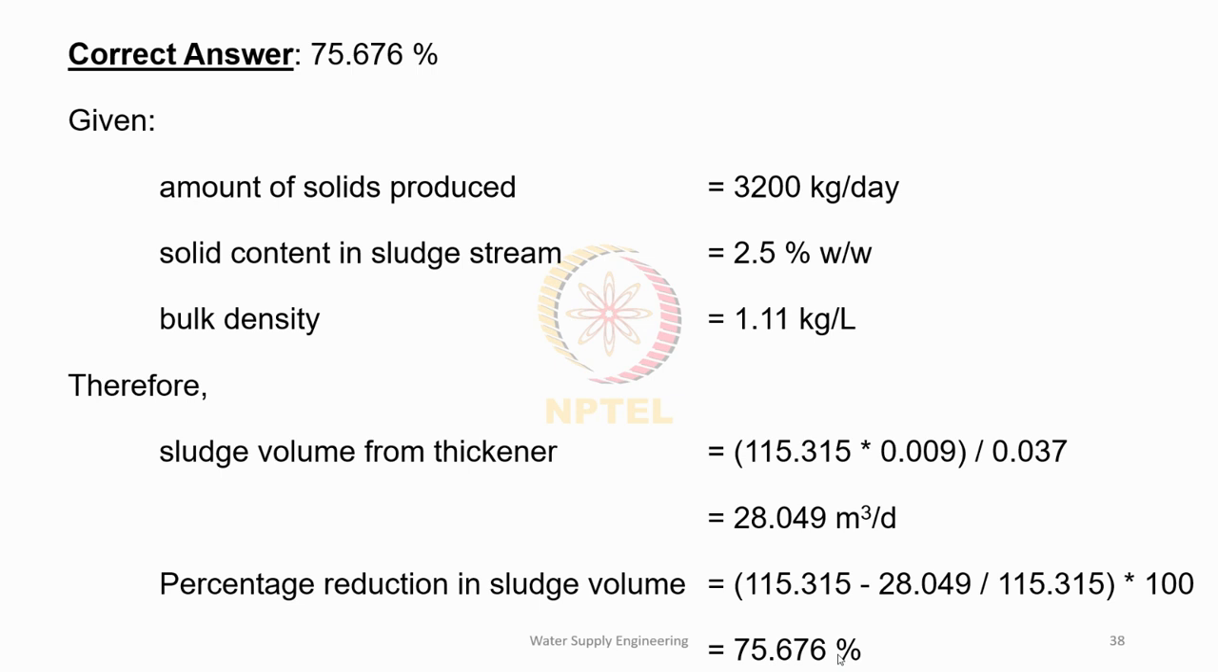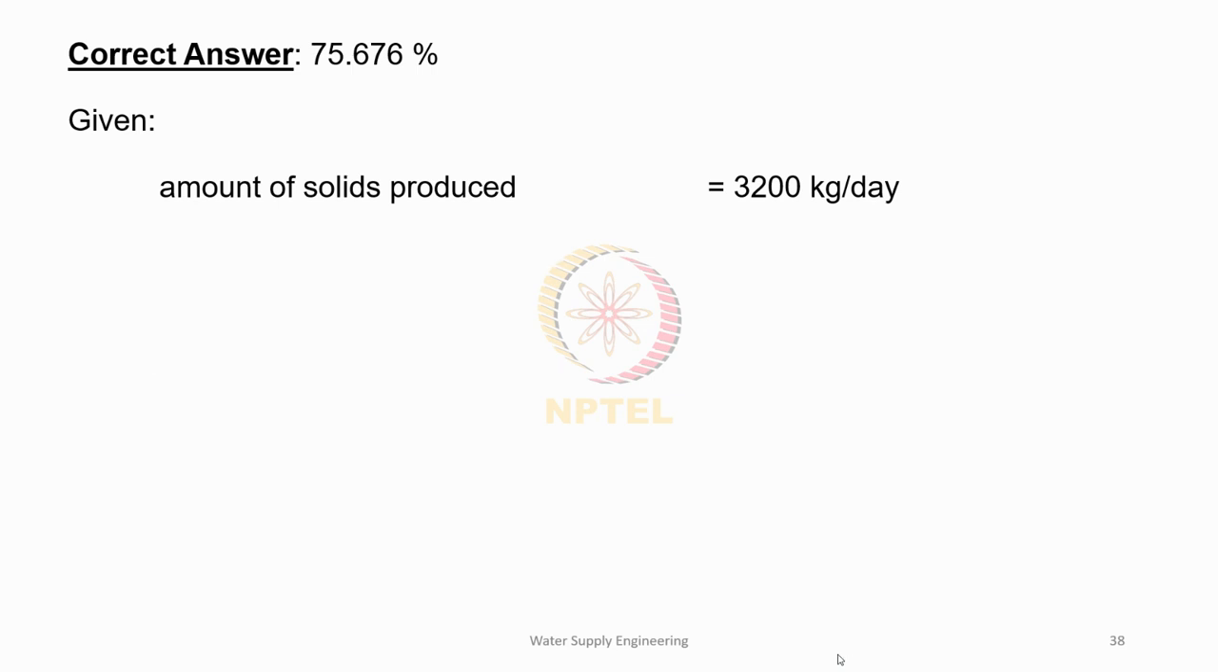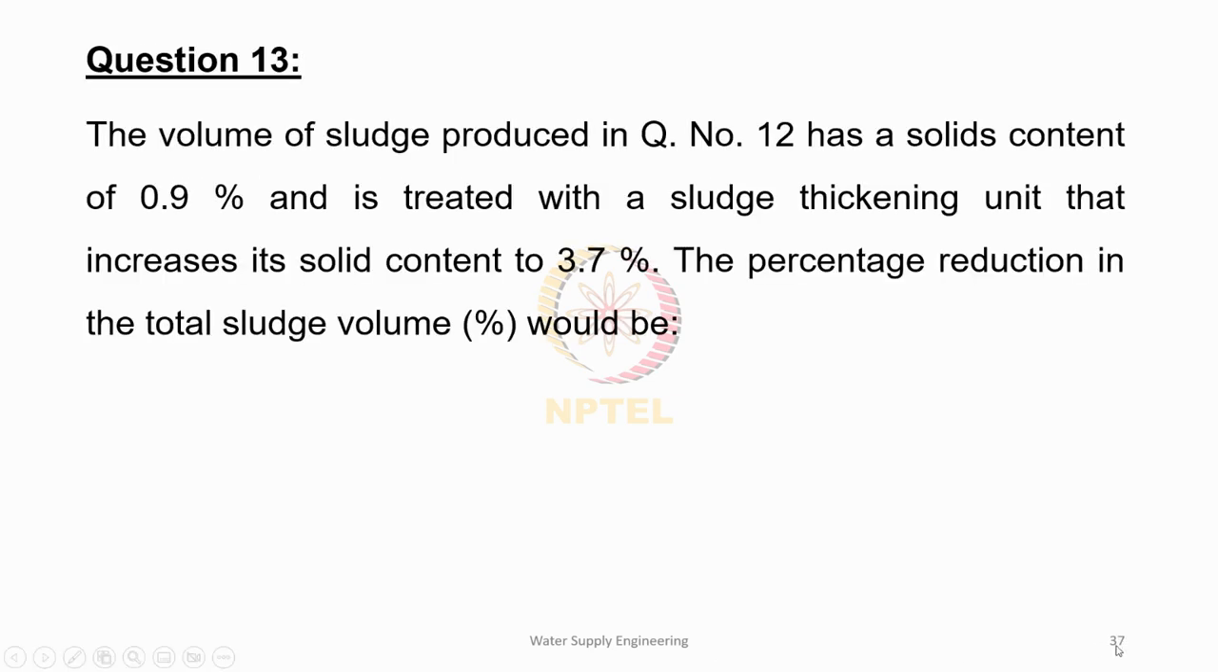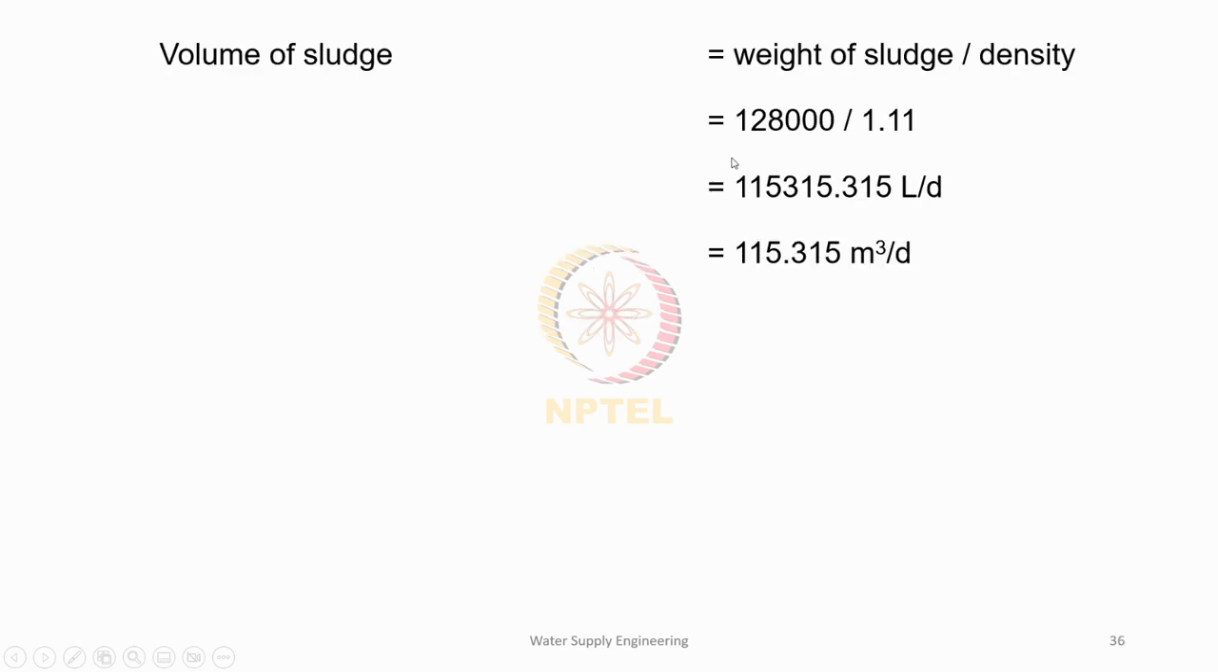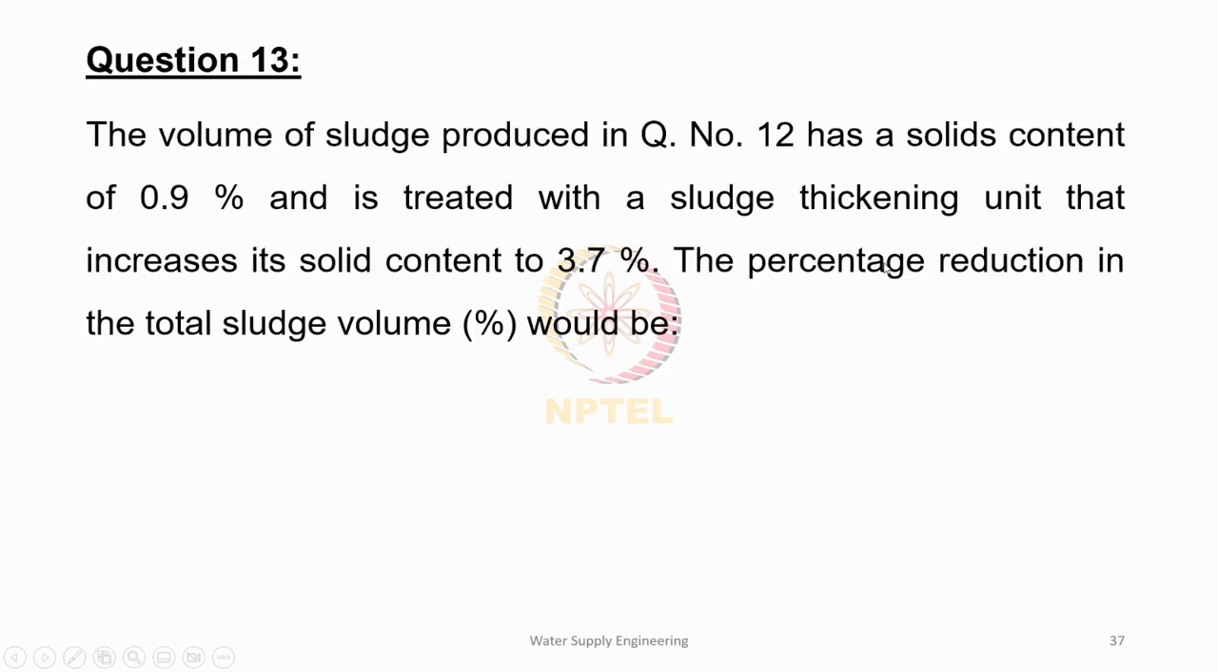Would you please repeat that sludge volume from thickener? Yeah. So in the question, it is mentioned that the volume of sludge produced in question number 12, that is here, the volume of sludge produced was 115.315 meter cube in a day. Now, in this question, it is mentioned that that particular volume has a solid content of 0.9 percentage, that is 0.009. Now, when we are treating it with a sludge thickening unit, this increases to 3.7 percentage.